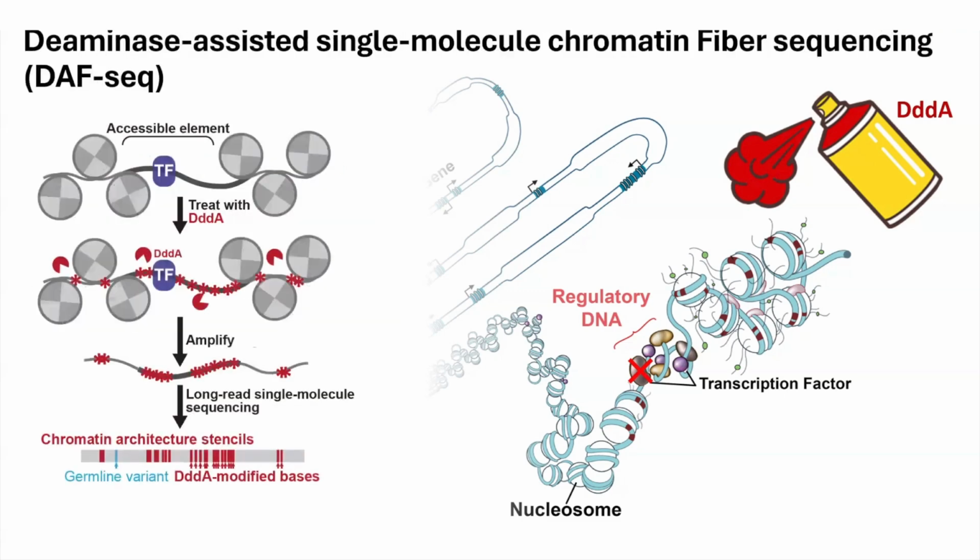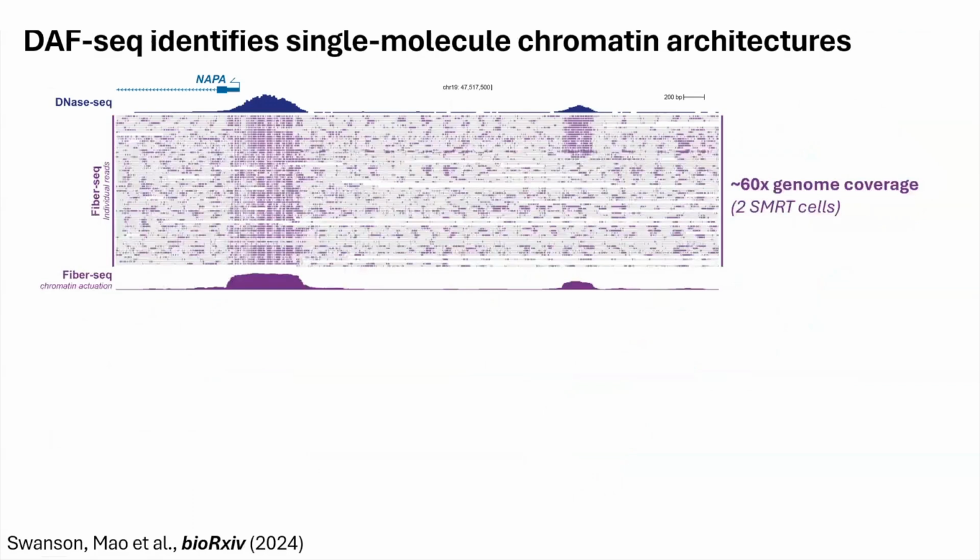This is just a diagram depicting what this experimental paradigm looks like. Similar to the last methodology I showed, we're treating cells with this enzyme, and then we'll amplify either the whole genome or a specific region of interest, and then we'll get both the genetic sequence as well as the chromatin architecture, but now in the form of these deaminated cytidine events.